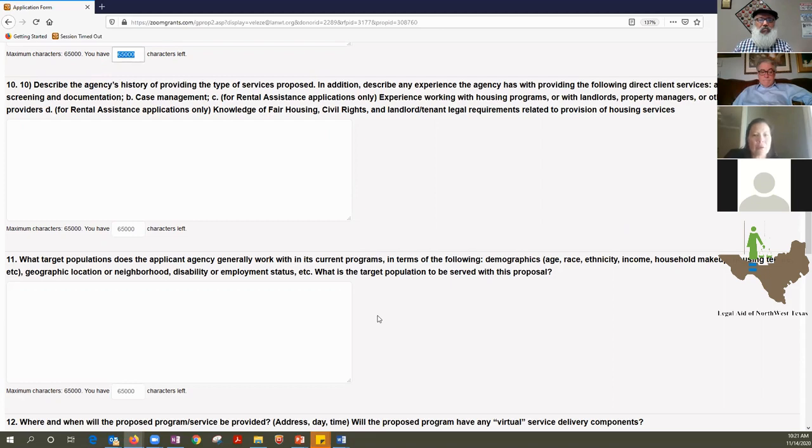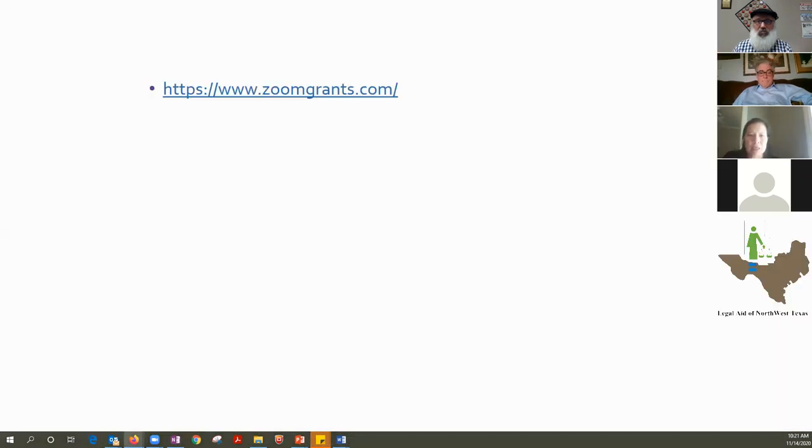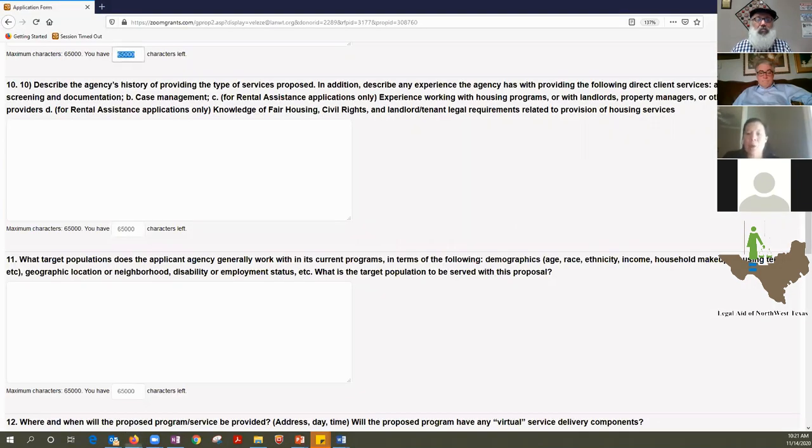Experience with housing programs or with landlords. So here you're describing who you work with, what kinds of housing assistance you currently provide, if you work with intermediary groups like social service agencies and so on, to explain who you work with and how you deliver these services to the individuals and families who need them.